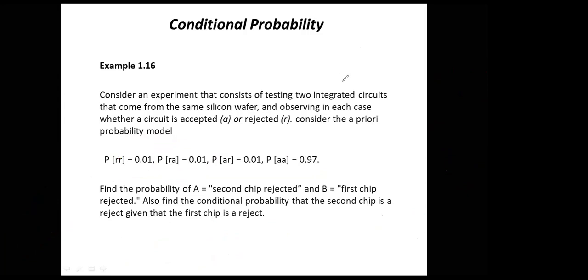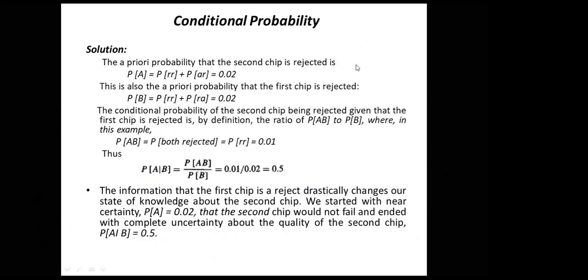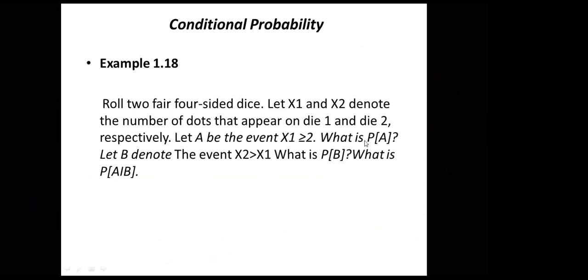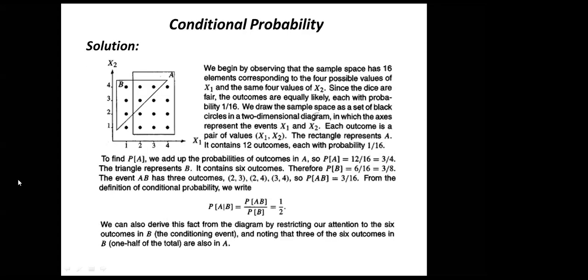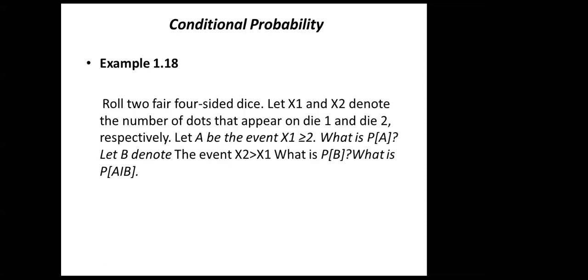Let's go to the next slide. Okay. So already we have seen this one. Now let's solve another problem regarding the conditional probability. Roll two fair four-sided dice. What actually are we talking about? Two dice we are talking about.